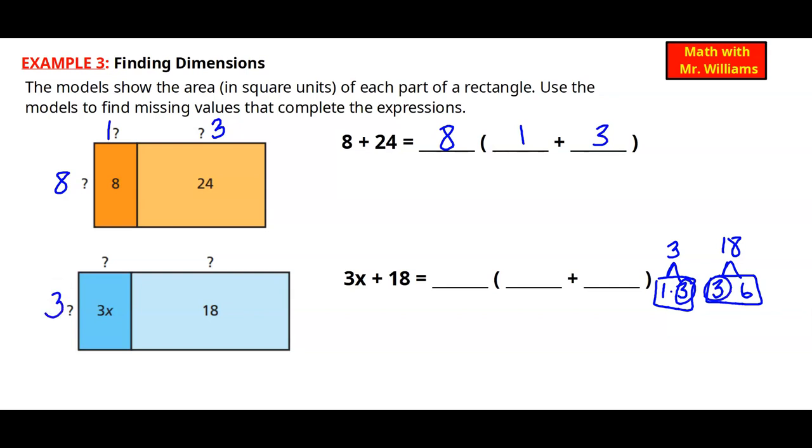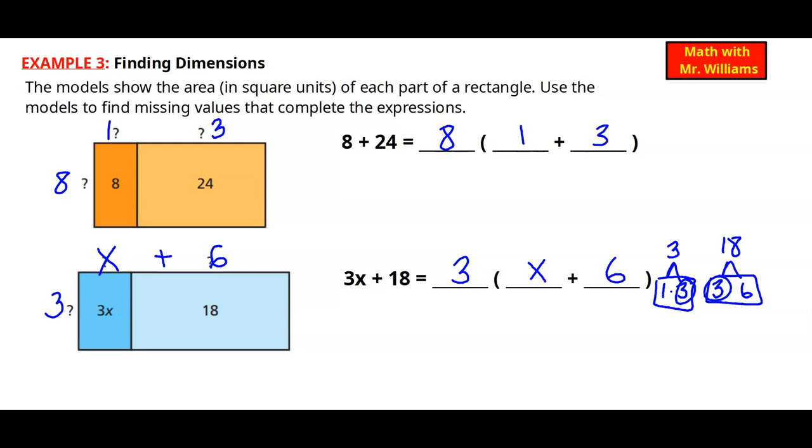So what times 3 would give me a 3 times x? Well, that would just be x. And what times 3 would give me 18? That is a 6. So then I have my factored form. We factored out the 3, and we're leaving in an x plus 6.